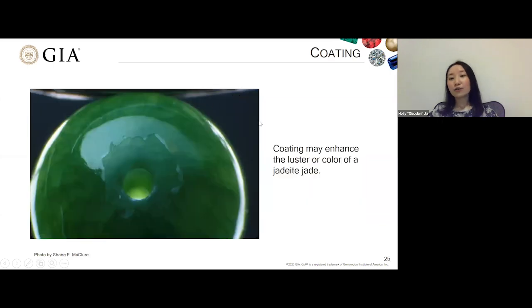Well, jadeite could also be coated to improve its surface luster. Sometimes a color coating may be applied to improve its color. The coating materials are usually polymer, and they could peel off over time, so you can observe them under magnification. Usually coating is quite easy to detect with routine spectroscopic testing like Raman or FTIR.